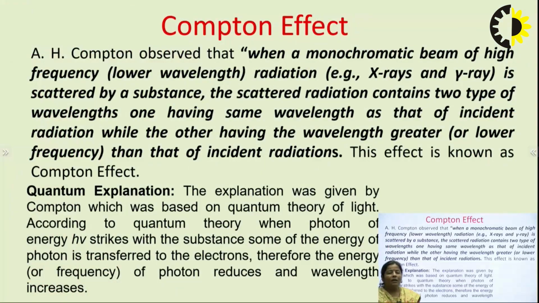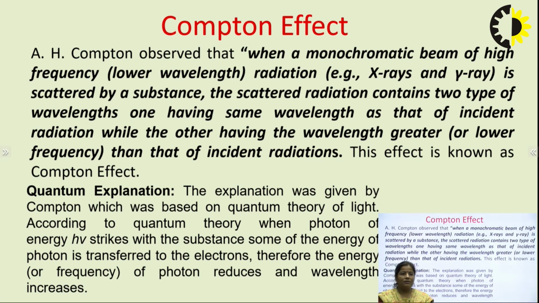Compton effect, I will be discussing for unit 3. All right. First, I will give you the definition of the Compton effect. The definition says when a monochromatic beam of high frequency radiation is scattered by a substance, the scattered radiation contains two types of wavelengths, one having the same wavelength as that of the incident radiation, while the other having a wavelength which is greater than that of the incident radiation.